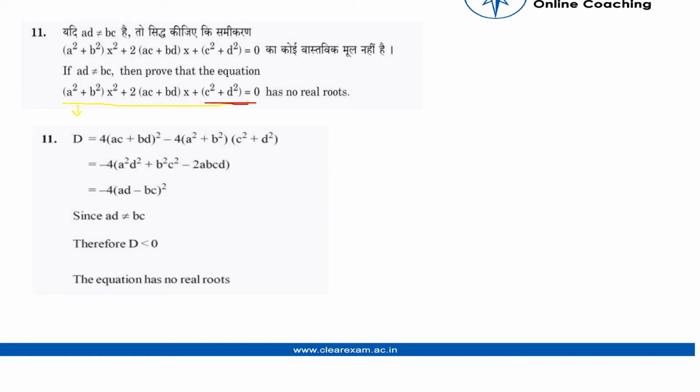Now, when it comes to proving that it has no real roots, the first thing which should come to our mind is to calculate the discriminant. The discriminant is b² − 4ac. So by putting the values of b and c highlighted over here in this equation, we get −4(ad − bc)². And since AD is not equal to BC is given to us in the question, the D comes out to be negative, and we know that if D is negative, then the equation has no real roots.